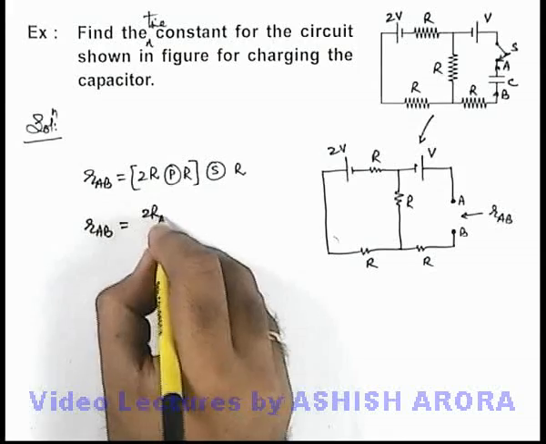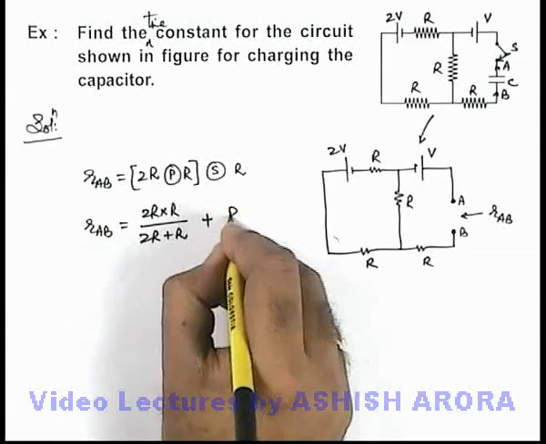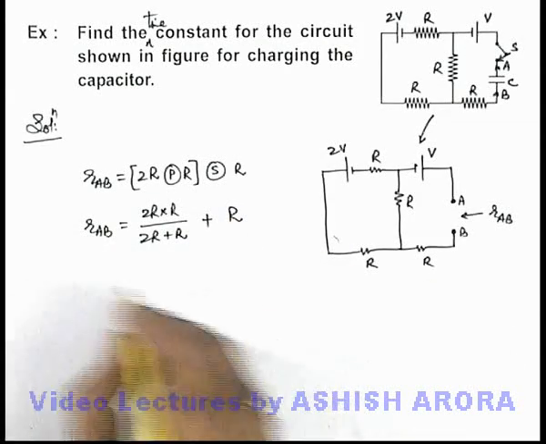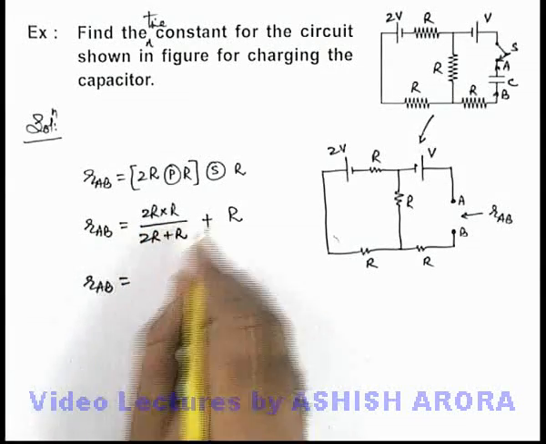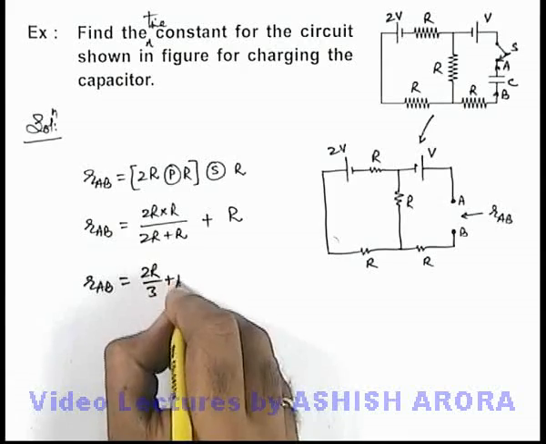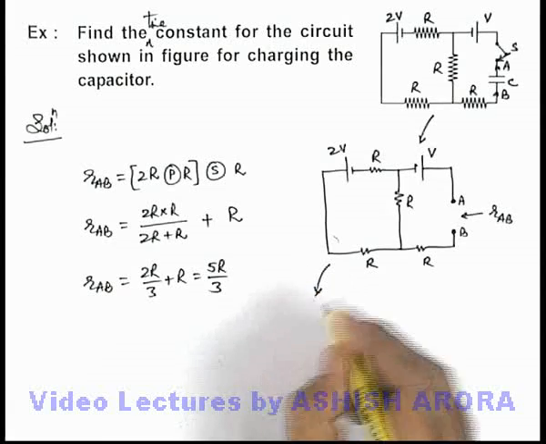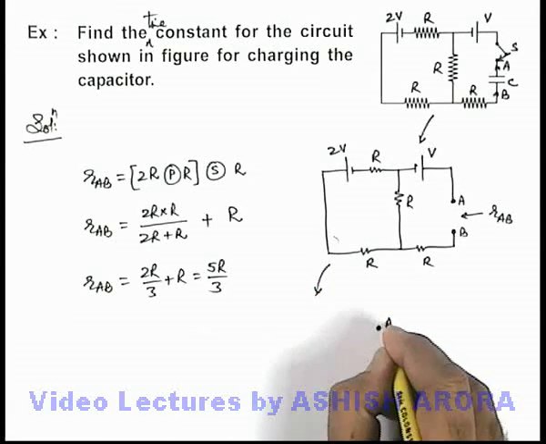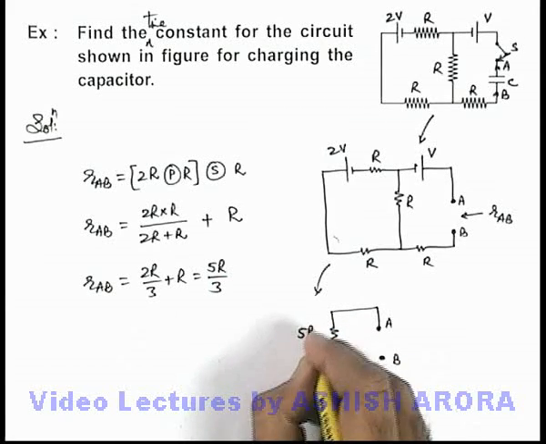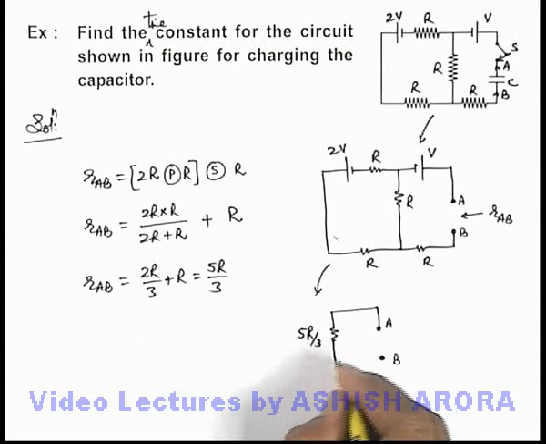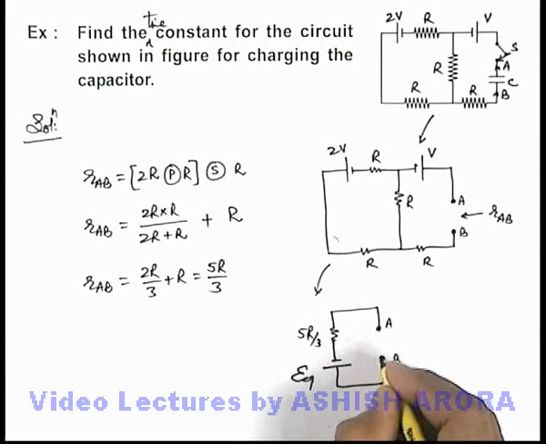So here the resistance across the terminals A and B, in parallel we can write 2R multiplied by R upon 2R plus R, and this is in series combination with the resistance R. So this R_AB can be written as 2R by 3 plus R, which can be finally written as 5R by 3. So this circuit can be finally reduced across terminals A and B in a manner that there will be a single resistance which is 5R by 3 and an equivalent EMF connected across terminals A and B.